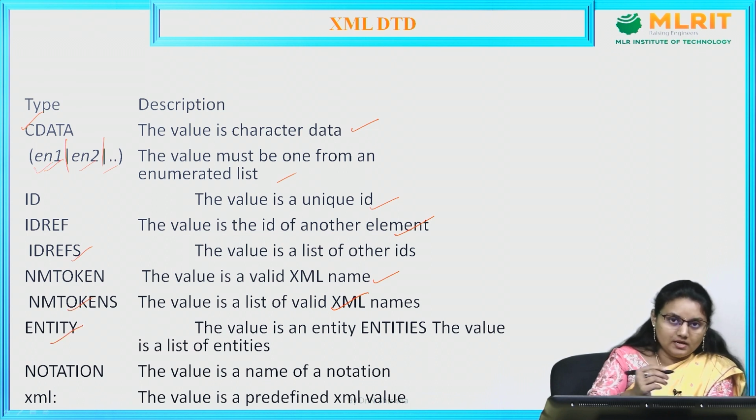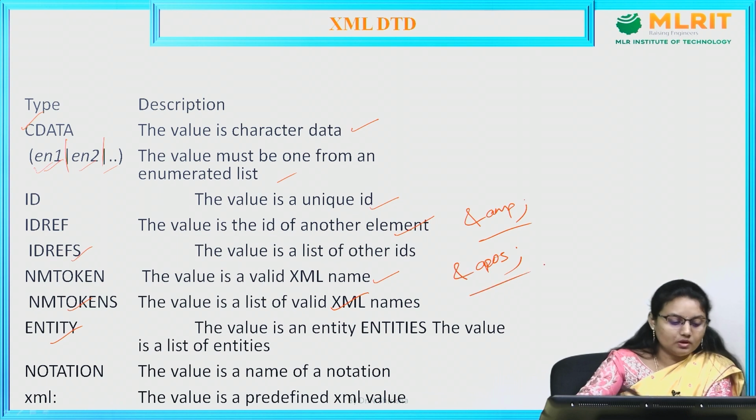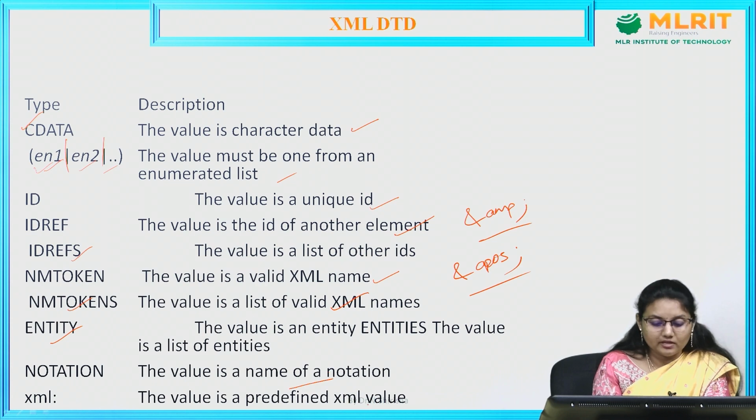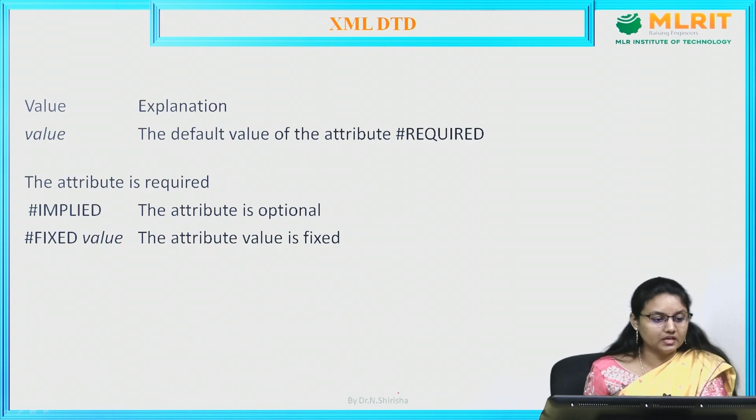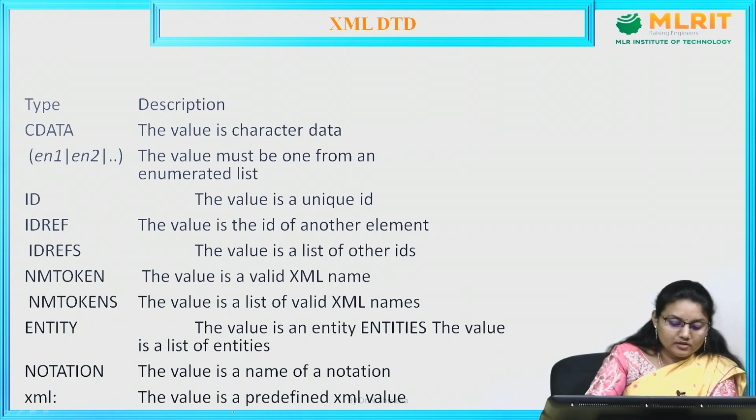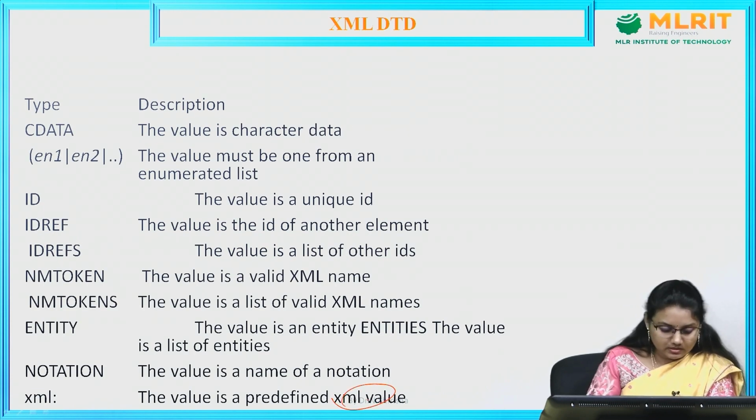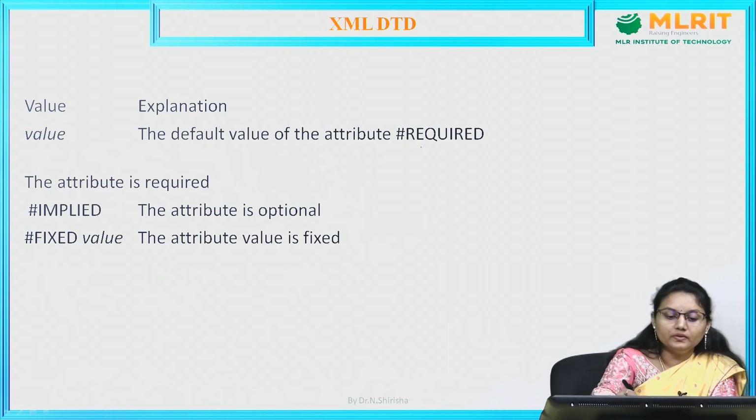Entity, like special characters such as ampersand amp semicolon, or apostrophe apos. Okay, so these are all entities. Then notation, the name of the notation you can give. Then XML, the value of a predefined XML value. So these are a few attribute types that you can use, and there are default values of the attributes as well. We can also give required.